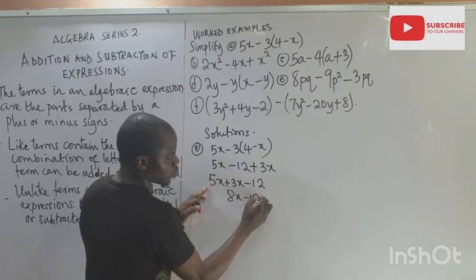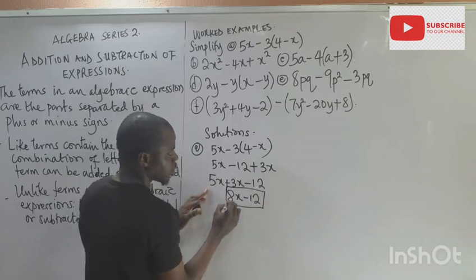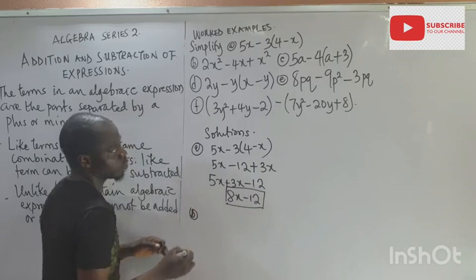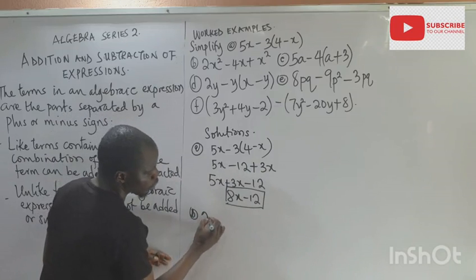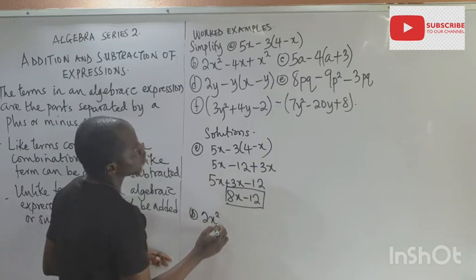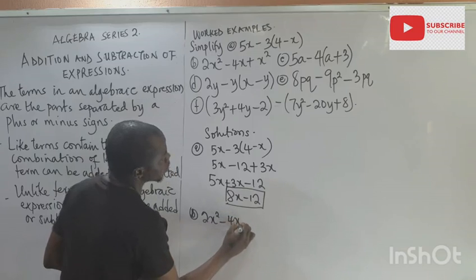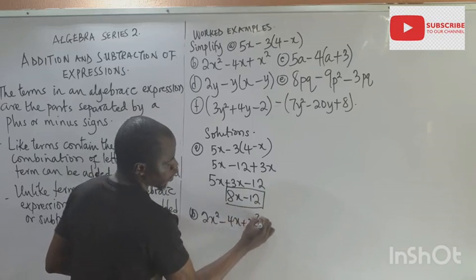8x minus 12. So that gives us the final answer. So the second question, we are going to consider the same thing. In the second question, we have 2x squared minus 4x plus x squared.